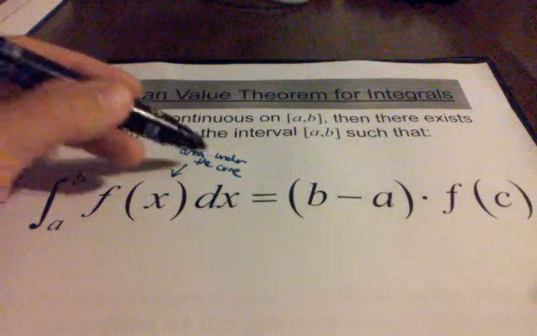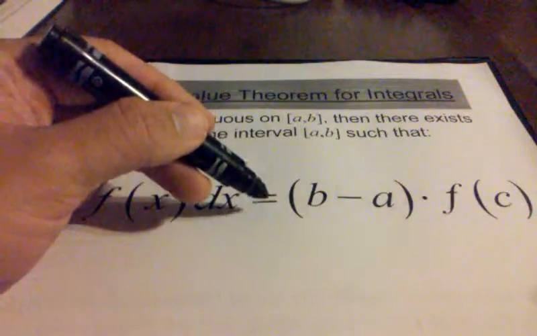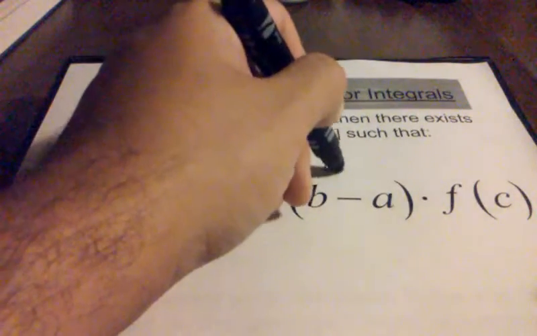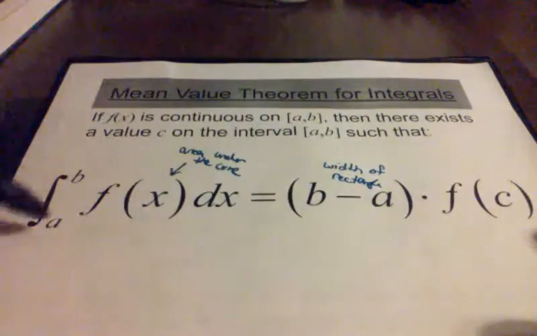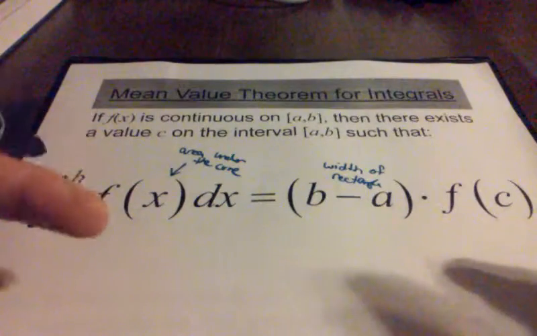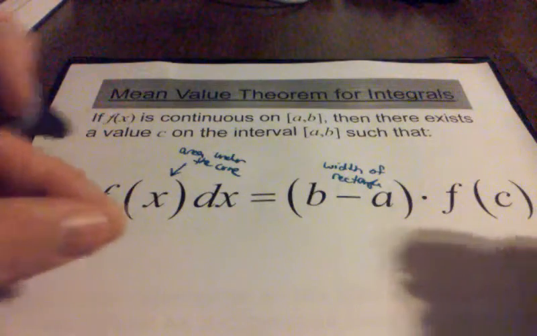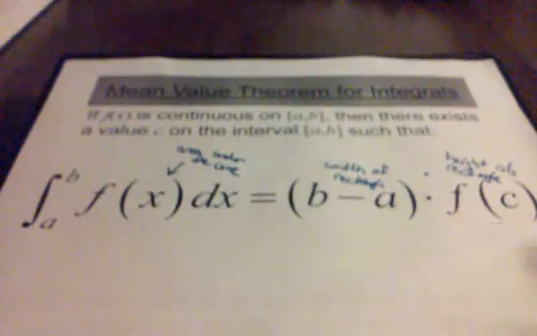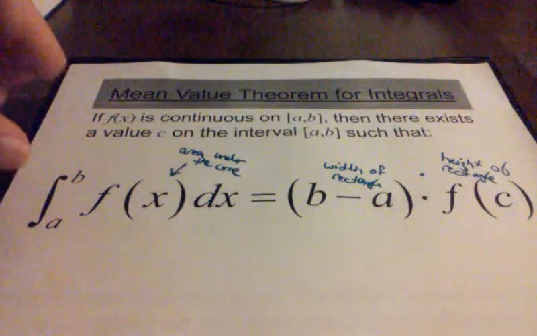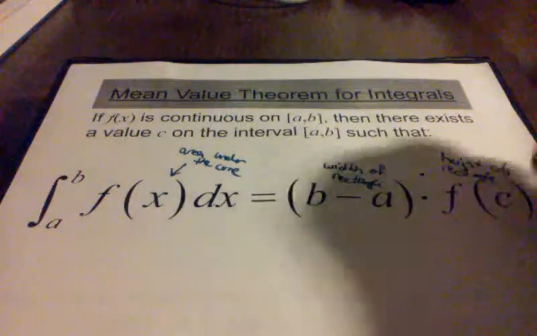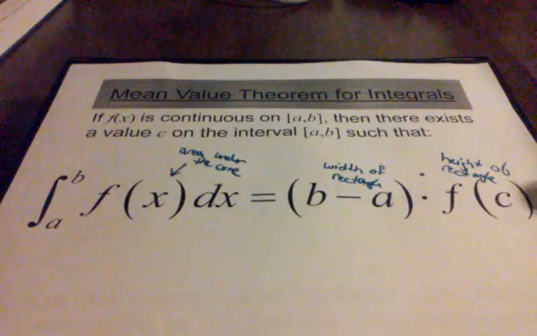And what it's saying is that the area under the whole curve is equivalent to the width of a rectangle on that interval, b minus a, because it's on the interval a to b, so b minus a would be the width of the rectangle, times the height of the rectangle, which is f of c. And so what this is saying is that on any interval, there exists some rectangle such that the area of that rectangle is equivalent to the area under the curve.